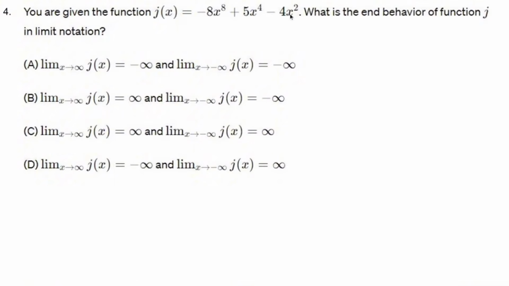You are given the function j of x equals negative 8x to the 8th plus 5x to the 4th minus 4x squared. What is the end behavior of function j in limit notation? Well, in this case, the limit notation looks a little weird. Didn't mean to do that. Looks a little weird because I created this using ChatGPT.